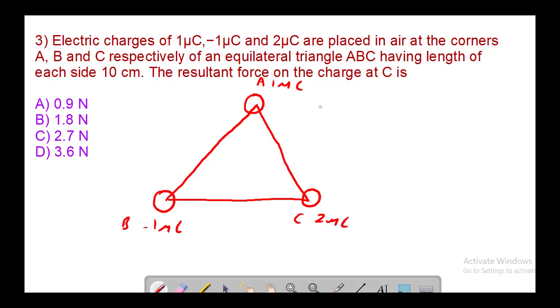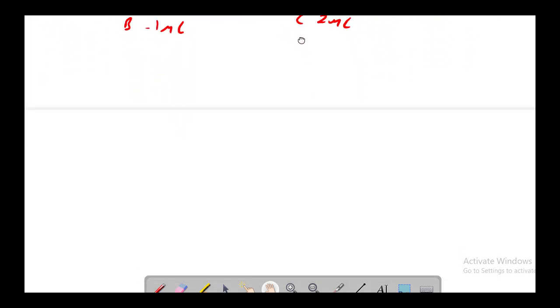So let the force between A and C be F1. So this is the force between A and C. And let F2 be the force between B and C. Now we individually calculate F1 and F2.